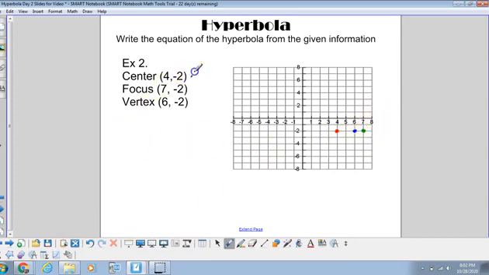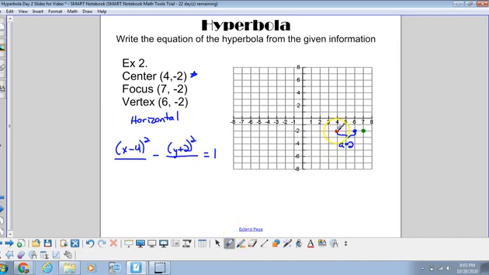So we've got the center, which is (4, -2), and we know it is horizontal. So we can go ahead and set up our (x minus h) squared over something minus (y plus 2) squared over some number equals 1. And let's figure out those a, b, and c values. So if this point right here is our center at (4, -2), from the center to the vertex, that is our a value, that's 2.